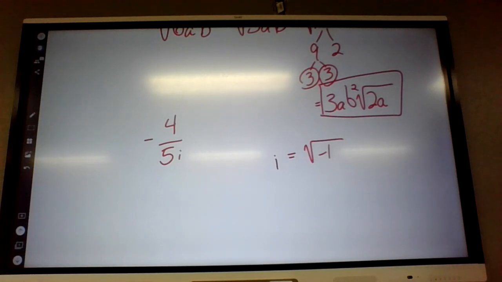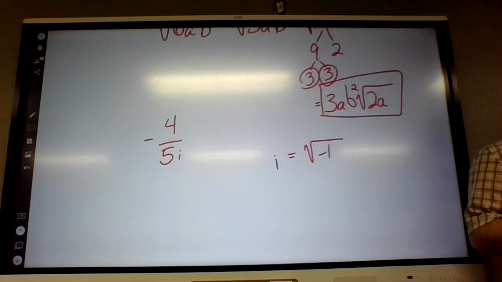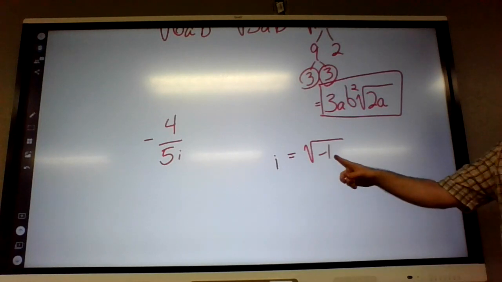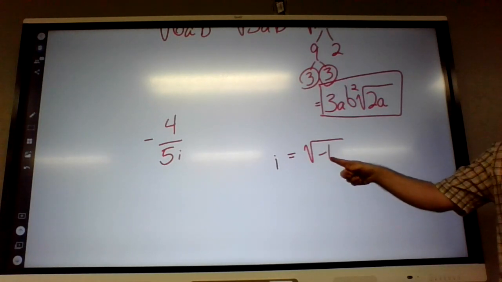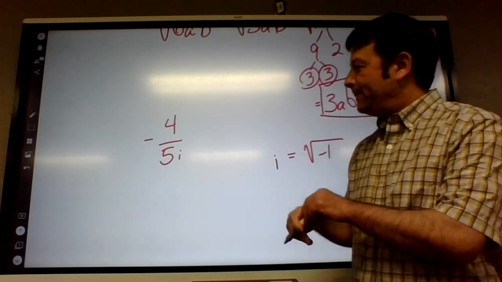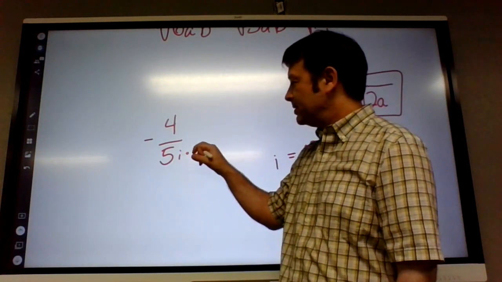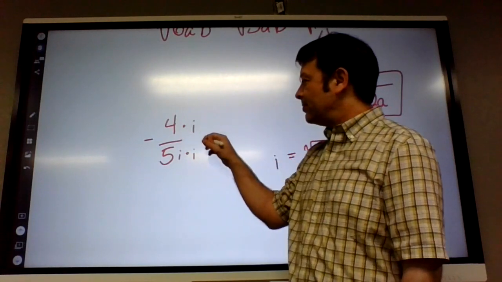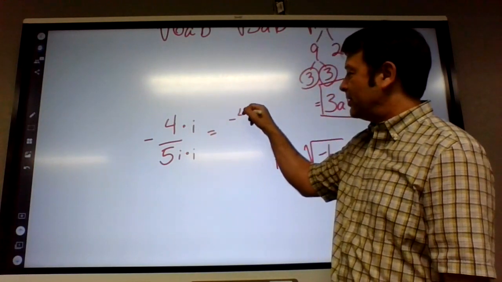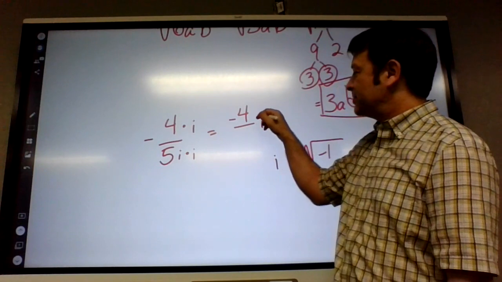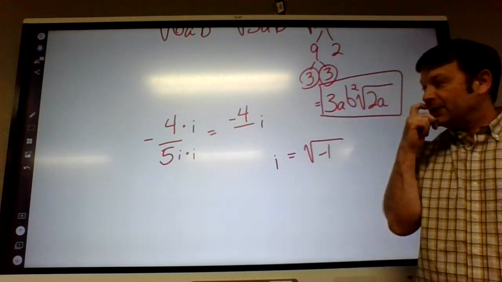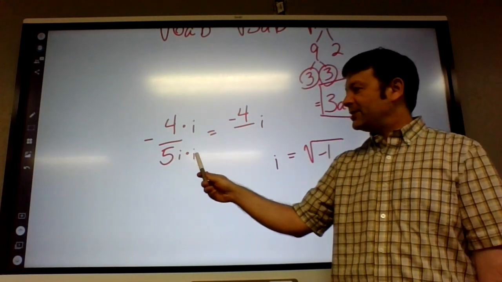Okay, this is not real because nothing times itself equals -1. So how do I get rid of the i or any square root on the bottom? You multiply it by itself. So the top is just -4i. Actually, usually we put the i off to the side. The bottom, what is 5i times i?